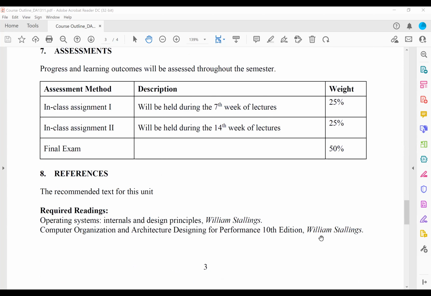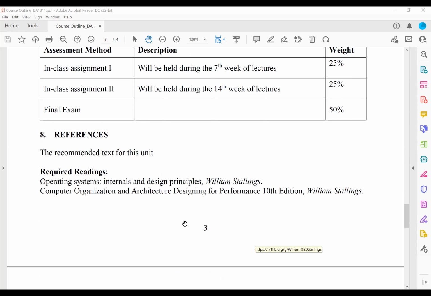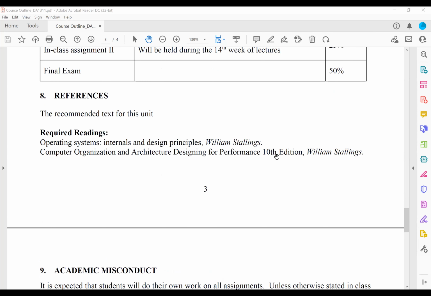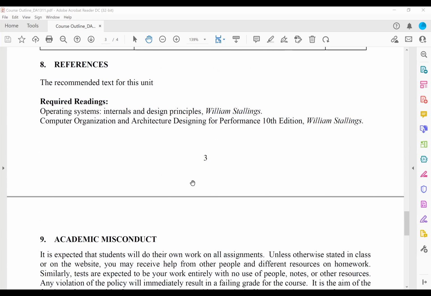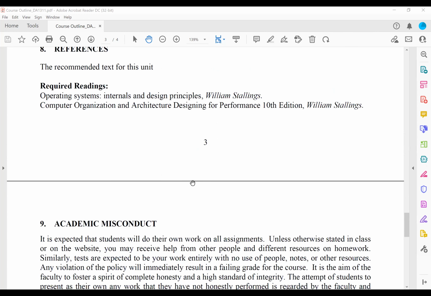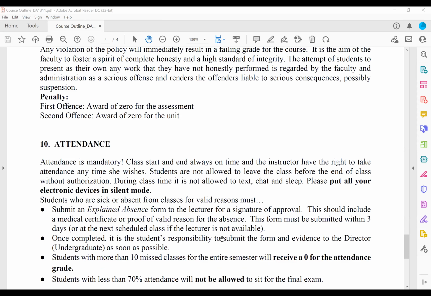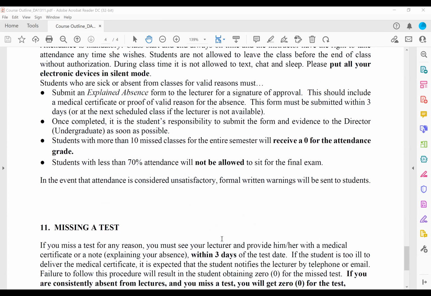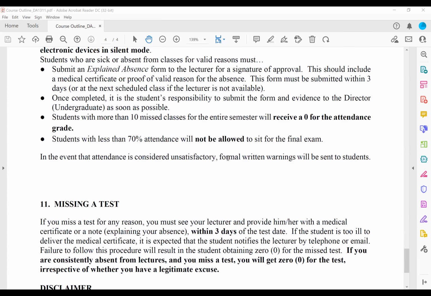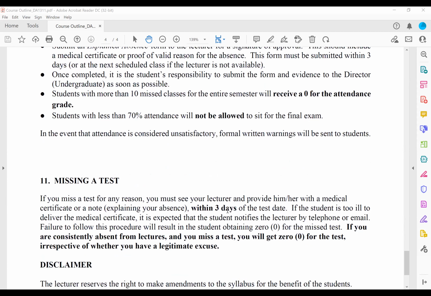Here you can also see the references. What are the reference books? There are two books. I think I can upload these two books to the Moodle. I have uploaded one, and I will upload the other one to the Moodle, so you can access that. The other things are very similar to the other courses. You know that attendance is mandatory. If you do not have 70% attendance, you cannot sit for the final exam. So you need to attend the lectures. Don't miss any exam.